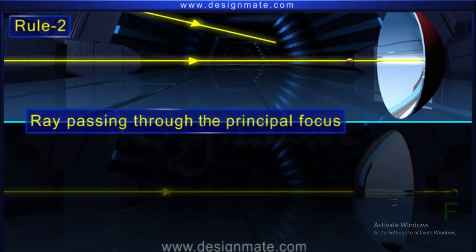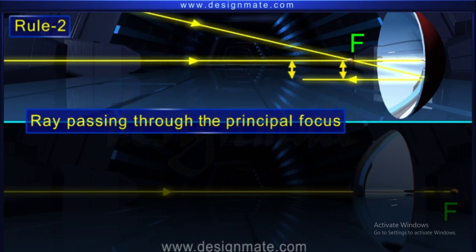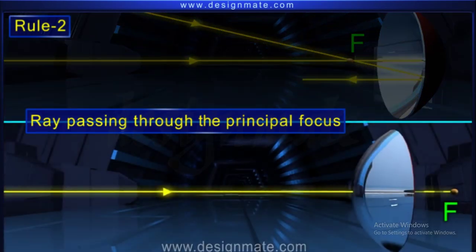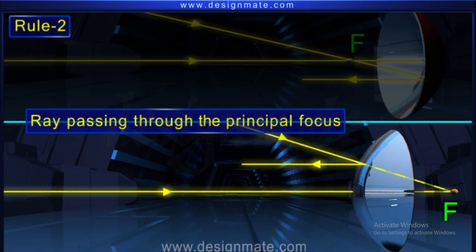2. A ray of light which passes through the principal focus of a concave mirror gets reflected by it and emerges parallel to the principal axis. Similarly, in the case of a convex mirror, the ray of light directed towards the principal focus, after reflection, will emerge parallel to the principal axis.